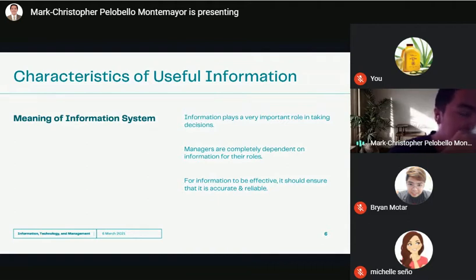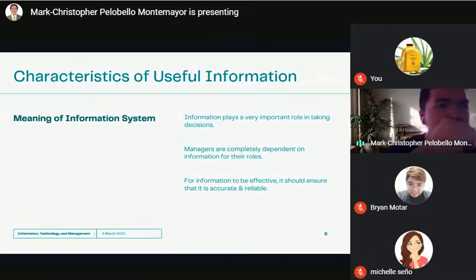So that is why this is very timely and relevant to us students of Masters in Public Administration, because in the future we're going to be doing such activity like decision making. Knowledge is derived after understanding a particular set of information. Managers are completely dependent on information for their roles. Information is encoded in several ways for safe communication between two parties. For information to be effective, it should ensure that it is accurate and reliable. False information may lead to wrong and inappropriate actions.